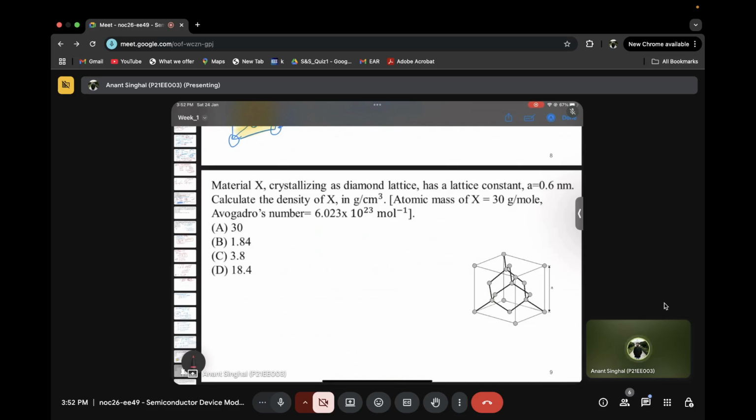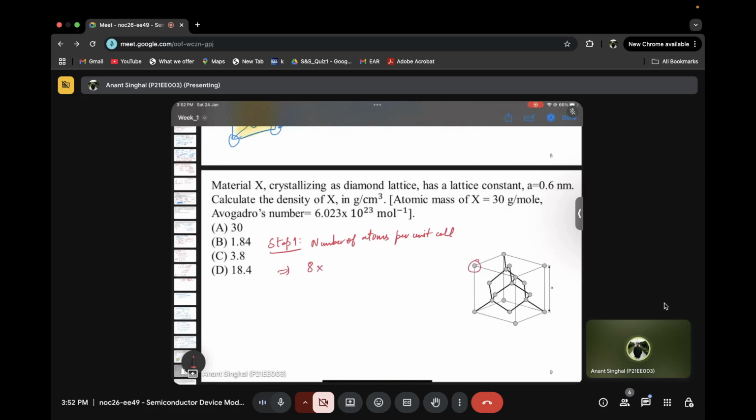For this particular type of problem, there are particular steps that we need to follow. Step one would be to find the number of atoms per unit cell. So we have atoms at all the corners. We have 8 corners, right? And what will be the contribution?